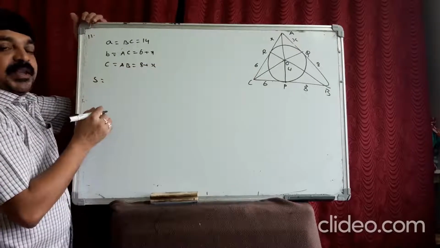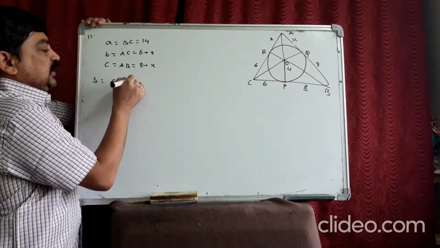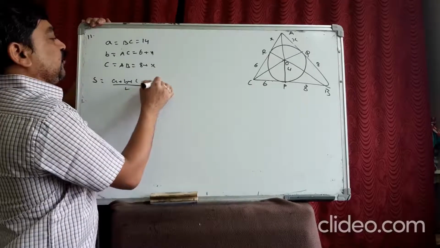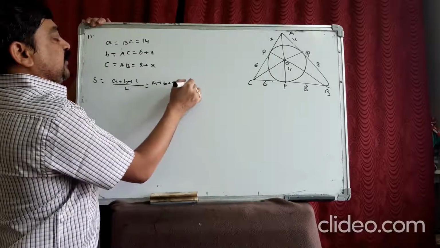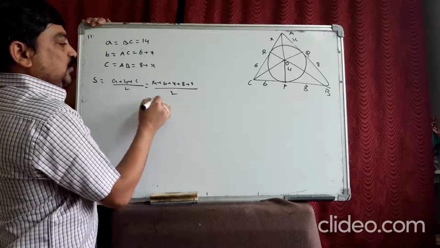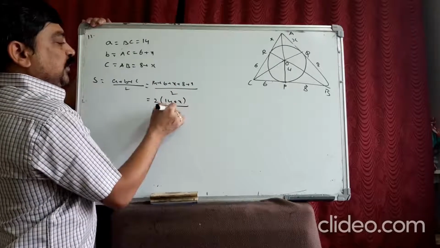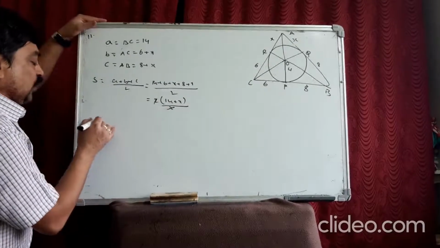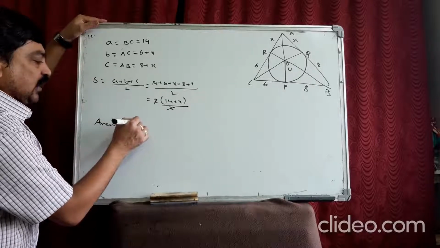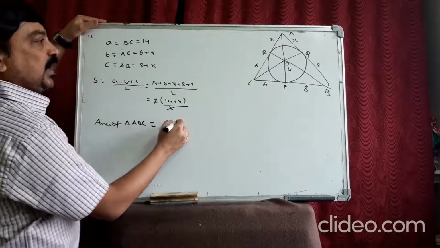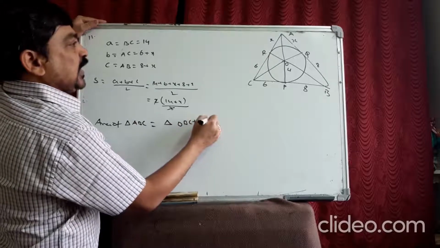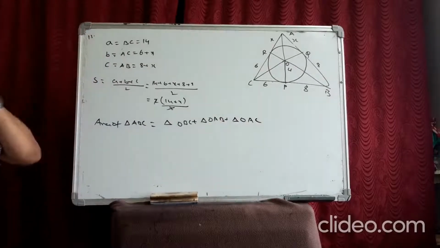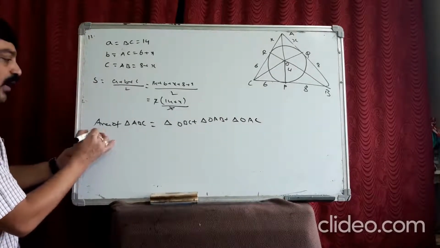So s is the semi-perimeter, so (a plus b plus c) by 2, half of the perimeter. Okay. Now it becomes (14 plus 6 plus x plus 8 plus x) by 2. It becomes 2 into (14 plus x) by 2. s is 14 plus x. Now what we do is, the area of triangle ABC on the left hand side is equal to the area of triangle OBC plus triangle OAB plus triangle OAC. This is what we apply. On the left hand side I apply Heron's formula.